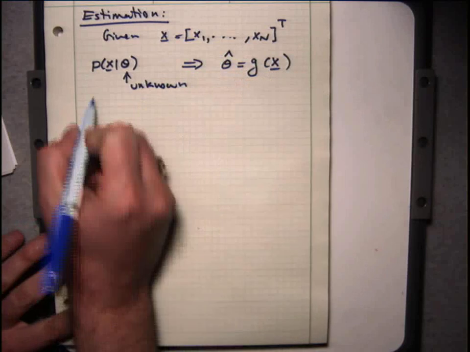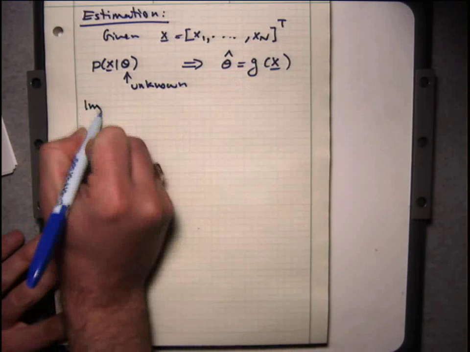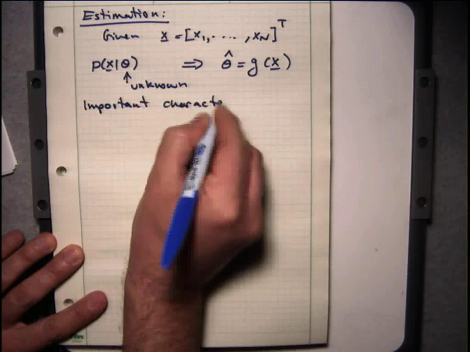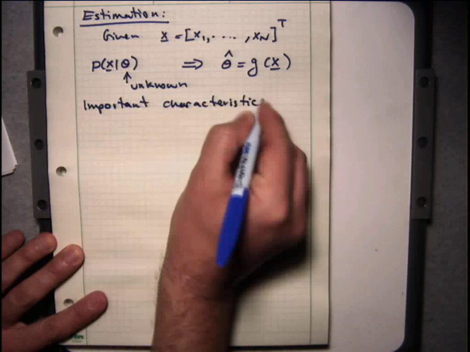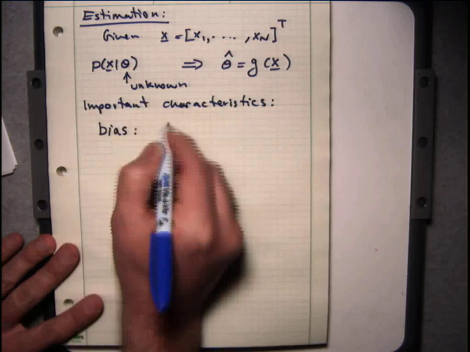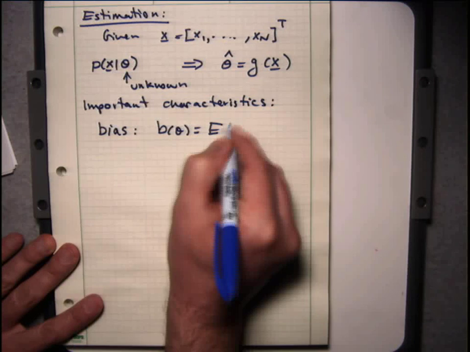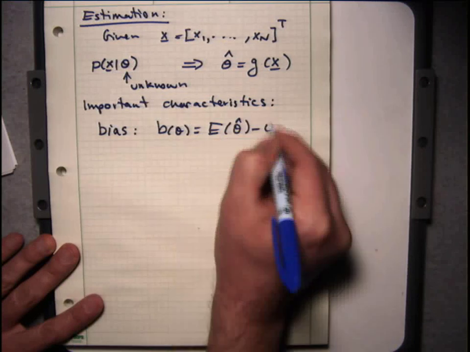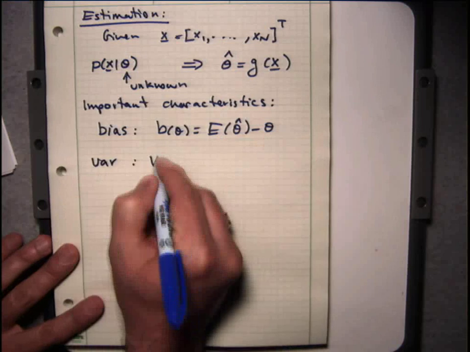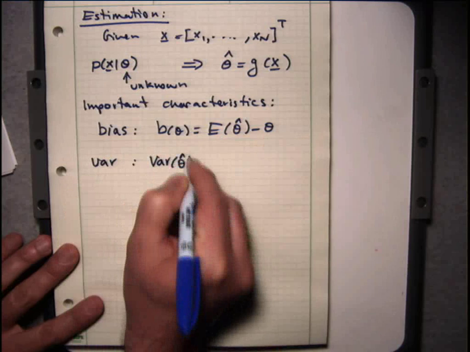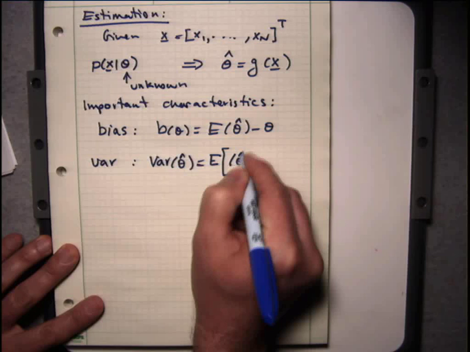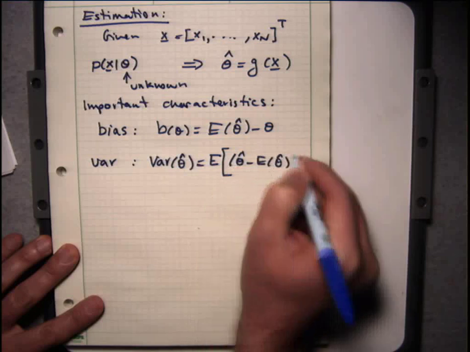The two important characteristics of an estimator are bias, called b of theta, which is the expected value of theta hat minus theta, and the variance. The variance of theta hat is the expected value of theta hat minus the expected value of theta hat, squared.